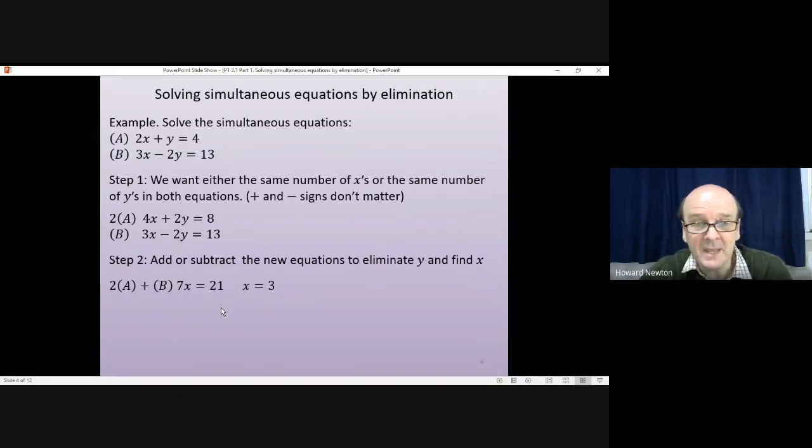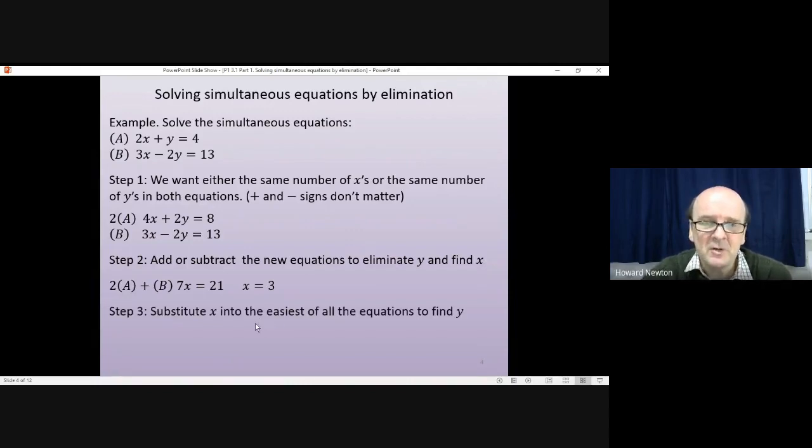Once we've found x, the way we find y is by substituting it back into any of the equations we choose. So any equation that's been written down, choose the one that looks easiest. Whichever looks like the simplest one to you, choose to use that. I think the very first equation is the easiest one in this case, 2x plus y equals 4. So I'll substitute x equals 3 into there.